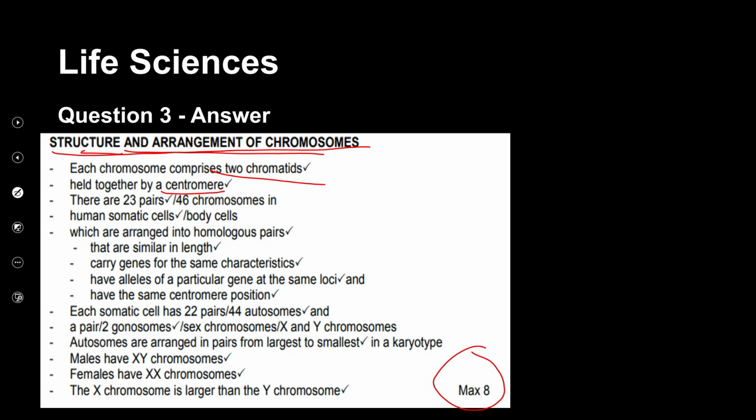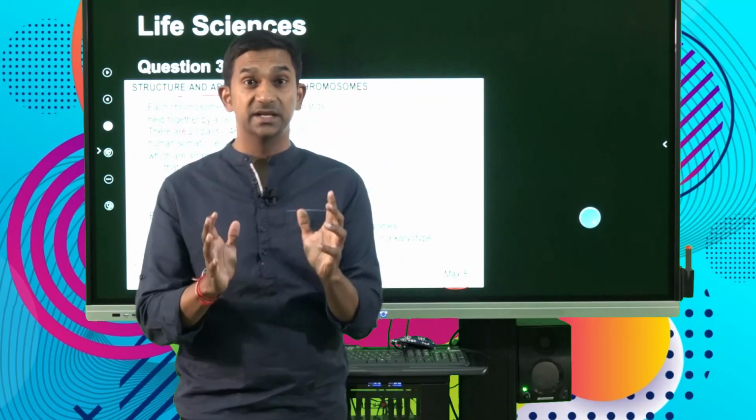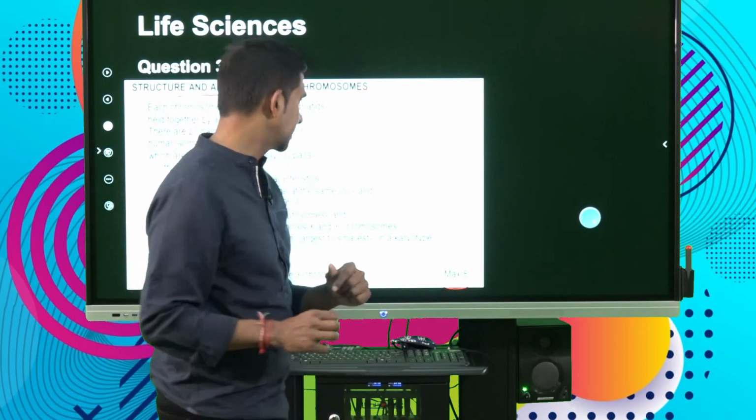Reference that a human karyotype has 23 pairs of chromosomes, and these are arranged according to their size. They're similar in length, they have genes at the same location, meaning they code for the same characteristics, and they have alleles at a particular location, which we refer to as gene loci. They also have the same centromere position. If we go back to our karyotypes, one would recognize that it's the position of the centromere that defines the shape of these chromosomes, and that is what geneticists use when arranging chromosomes in a karyotype.